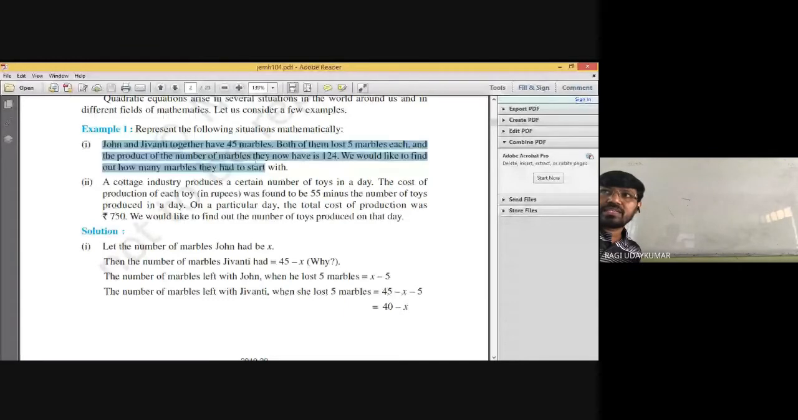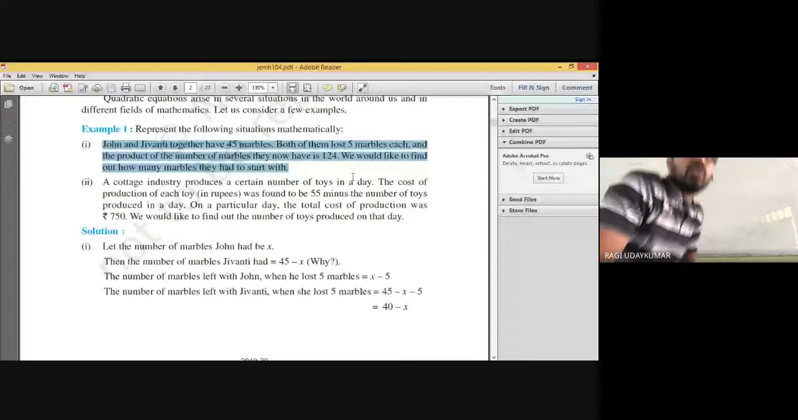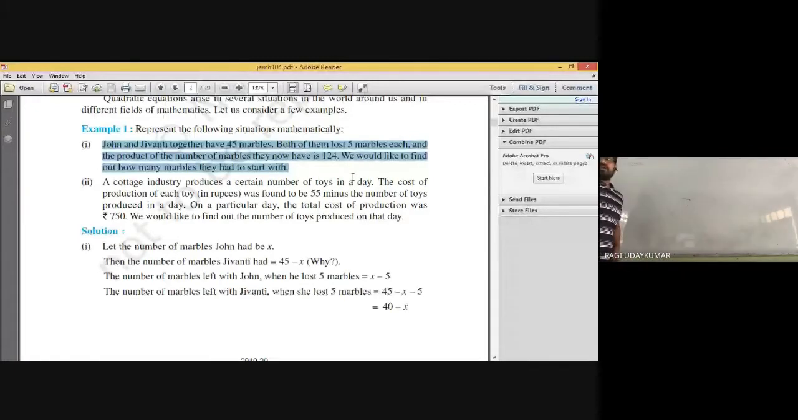The first question in this is: John and Jivanti together have 45 marbles. Both of them lost 5 marbles each, and the product of the number of marbles they now have is 124. Find out how many marbles they had to start with. So let the number of marbles at the start be, this example solution is asking you.